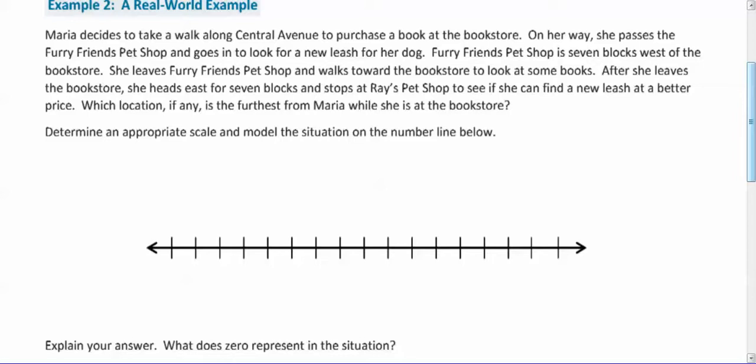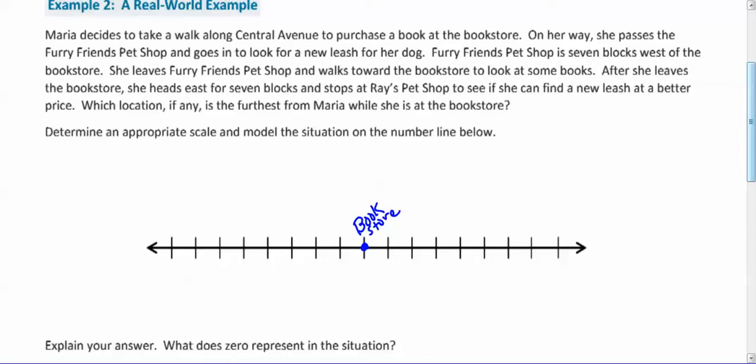So, all right, let's see. So we've got Maria. She's taking a walk. She's passing Furry Friends to look for a leash. It's 7 blocks west of the bookstore. So let's say the bookstore is her kind of starting place. So we're going to label this the bookstore. And so that's where she's starting, okay? Oh wait, is that where she's starting?